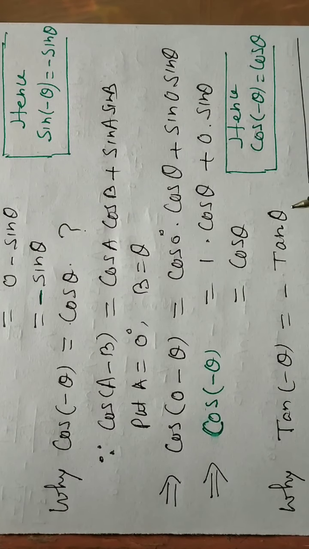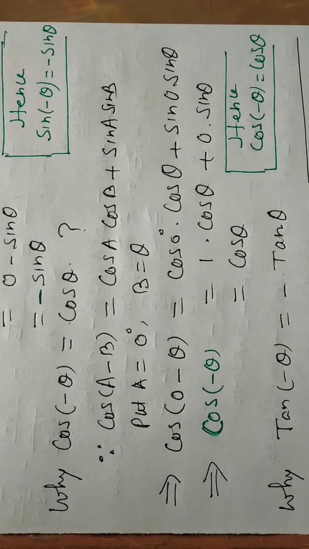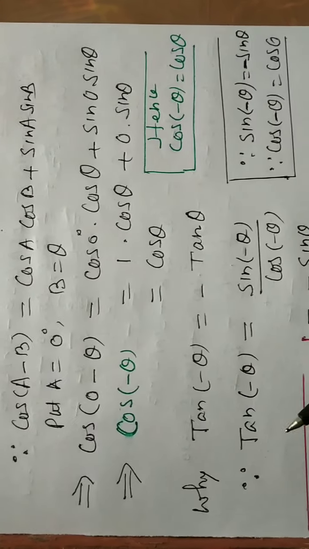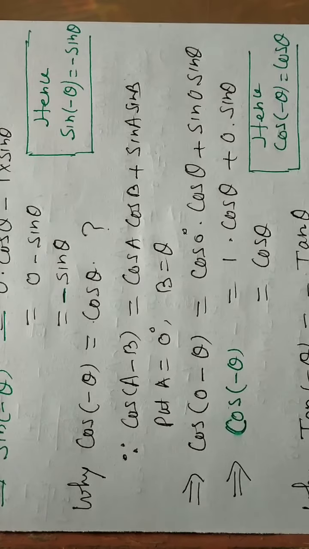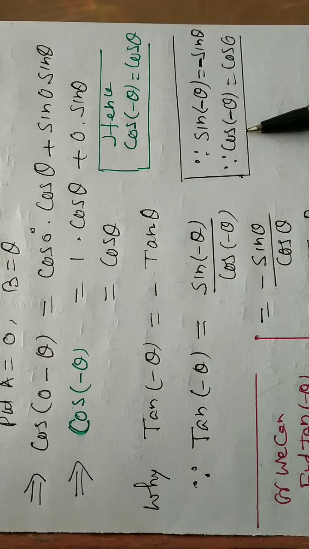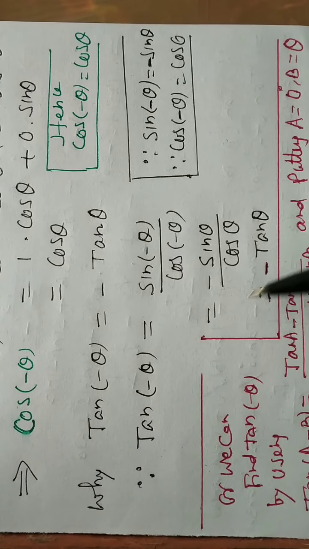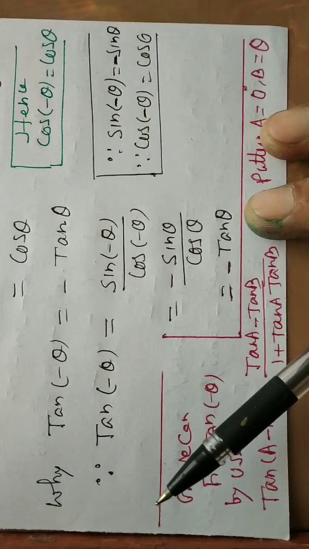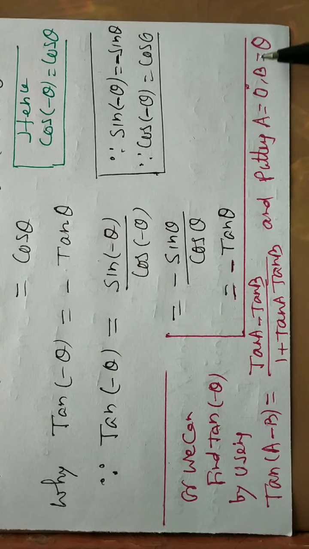Why is tan minus theta equal to minus tan theta? Just see. Tan minus theta is equal to sin minus theta by cos minus theta. Sin minus theta is already proved here: sin minus theta is equal to minus sin theta, cos minus theta is equal to cos theta. So minus sin theta by cos theta, both have been proved earlier. So this is minus tan theta. In case of tan minus theta, minus will come outside. We can find tan minus theta by using this formula also, and putting this you can get the same.